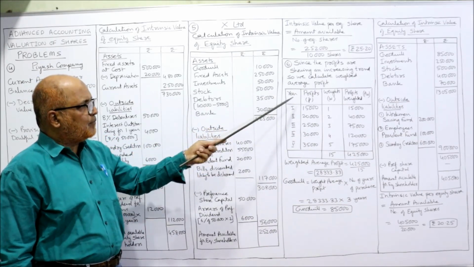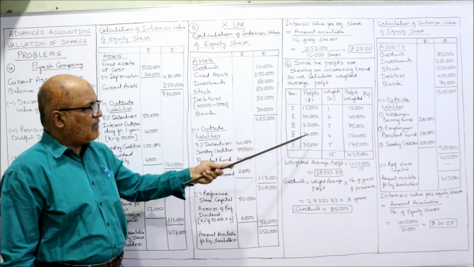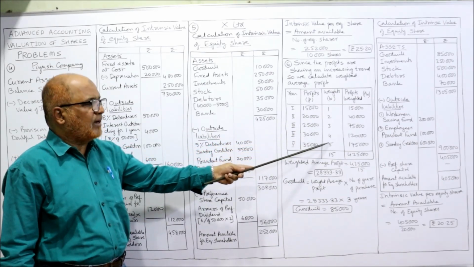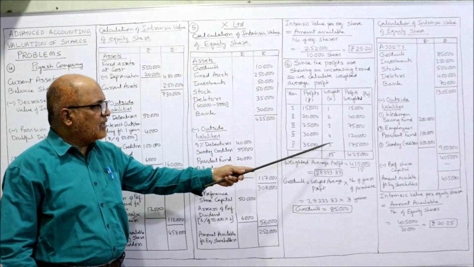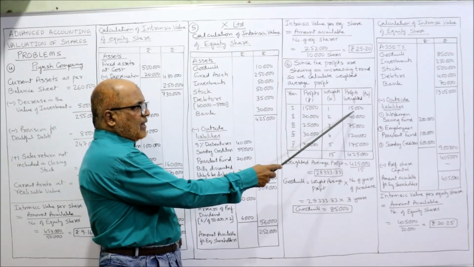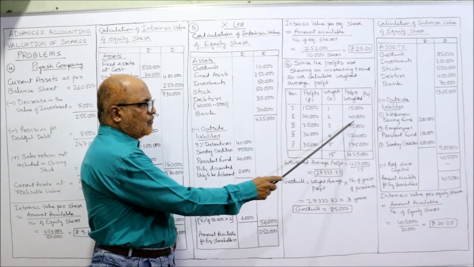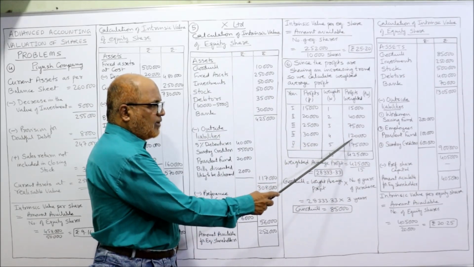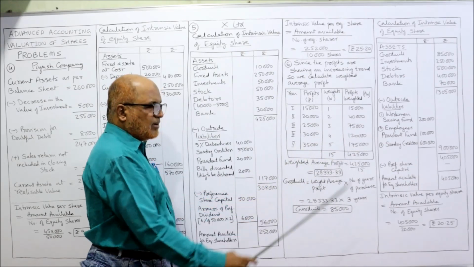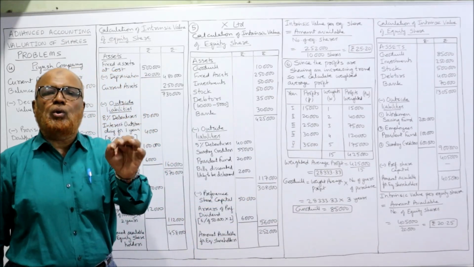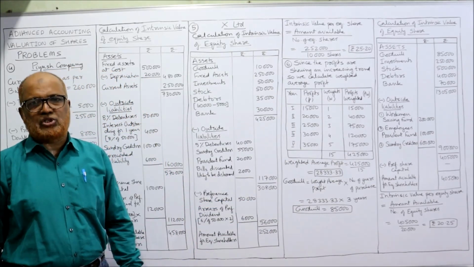Year 1, 2, 3, 4, 5, profits are 15,000, 20,000, 25,000, 30,000, 35,000. Weights, we have allotted 1, 2, 3, 4, 5. The last year will be taken the highest weight, 5. Now multiply 15,000 into 1, 15,000; 20,000 into 2, 40,000; 25,000 into 3, 75,000; 30,000 into 4, 120,000; 35,000 into 5, 175,000. Now take the total, 4,25,000 is the total of weighted profits.